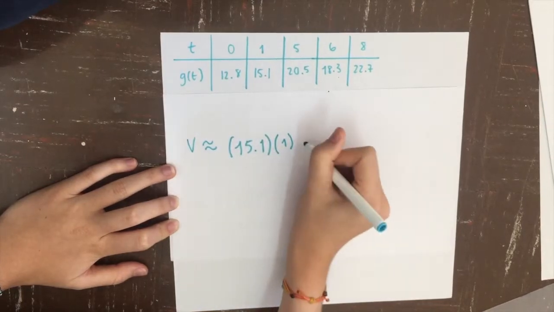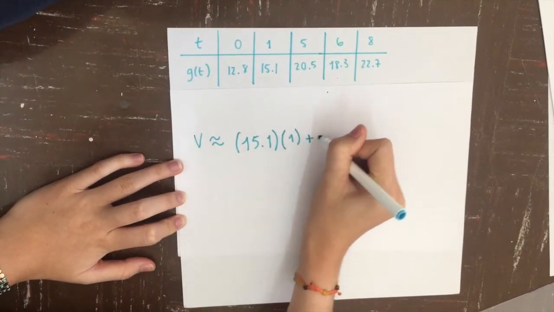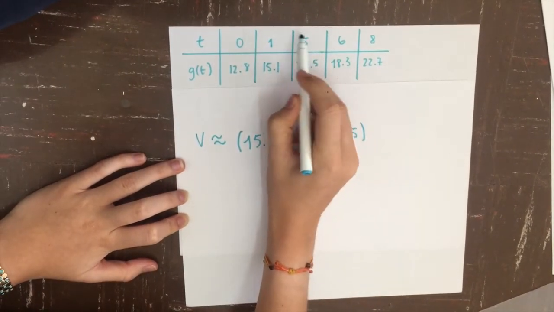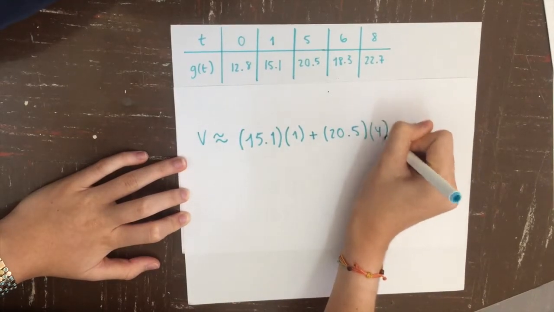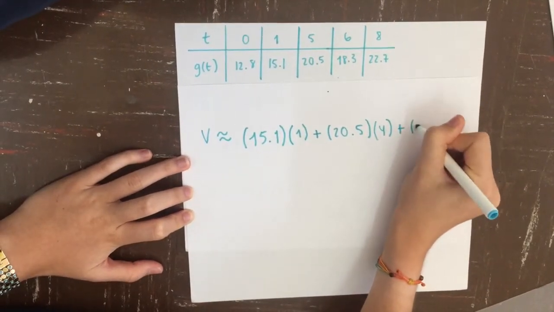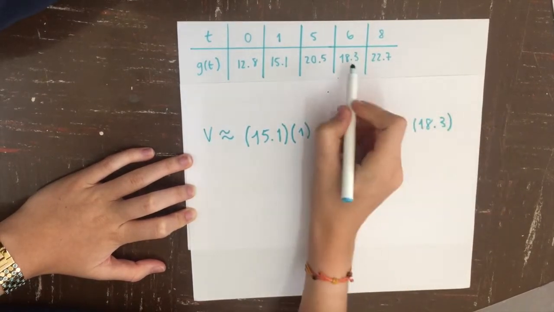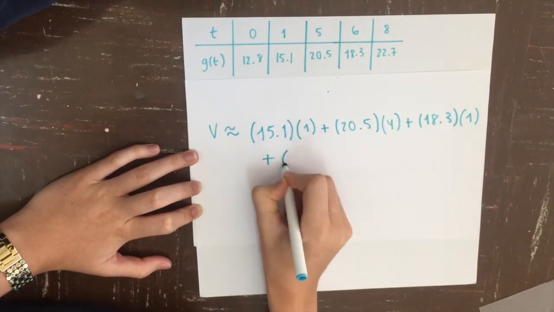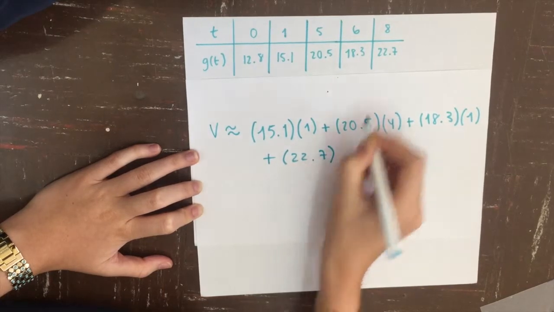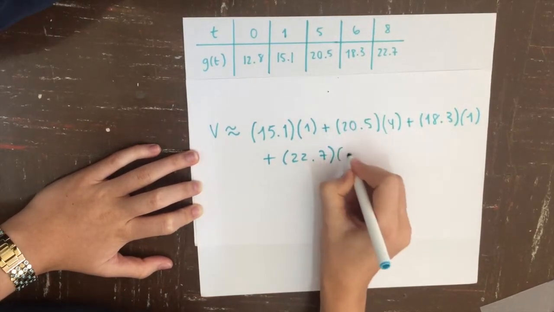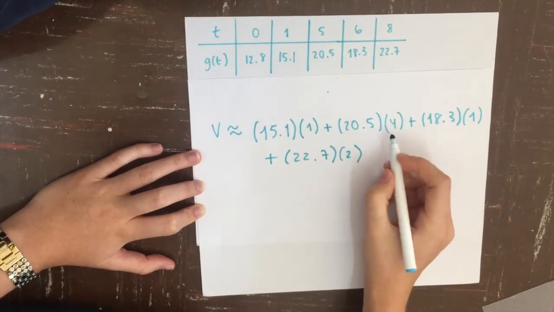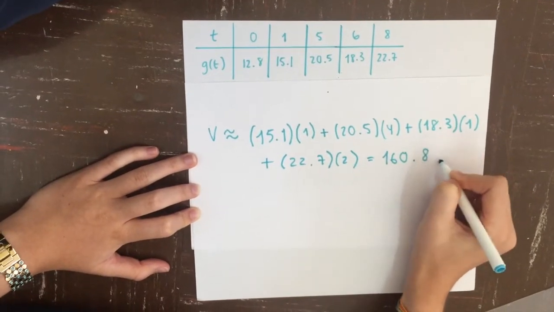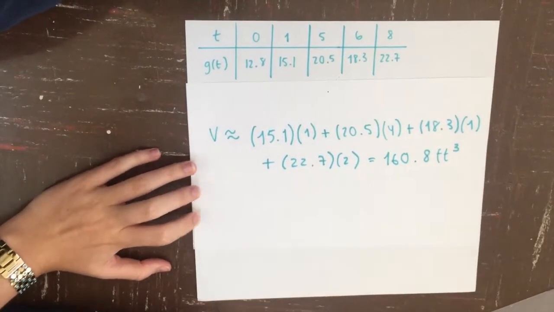So the next value is going to be 20.5 because it is the second value of g of t, and then 5 minus 1, the interval 4, plus 18.3 times 1 because 6 minus 5 is 1, plus 22.7 times 8 minus 6 is 2, so times 2. And that is going to be equal to 160.88 feet cubed, or cubic feet.